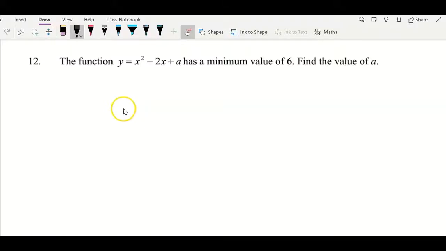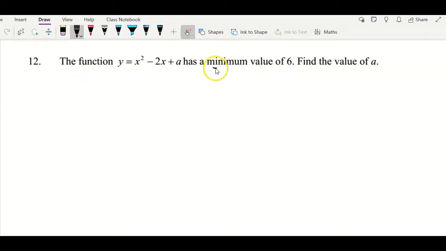Okay, this is the video for the optimization problem, the second video, which I continue from question 12 to question 19. So look at question 12. The function y in terms of the variable x, but in terms of a, where a stays as an unknown, has a minimum value of 6. Find the value of a.